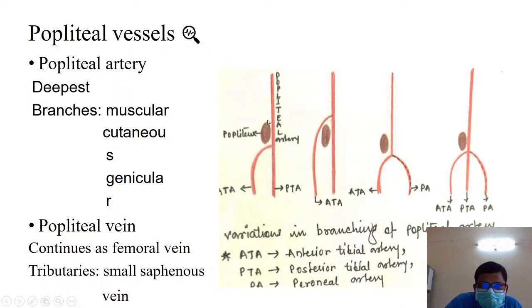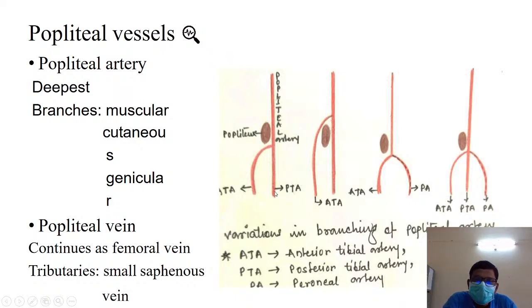Okay, so please see in the leg region, in the popliteal region, the popliteal fossa region, this is the popliteus muscle. Generally the popliteal artery comes behind the popliteus muscle, and then it divides into two branches called the anterior tibial artery and the posterior tibial artery.